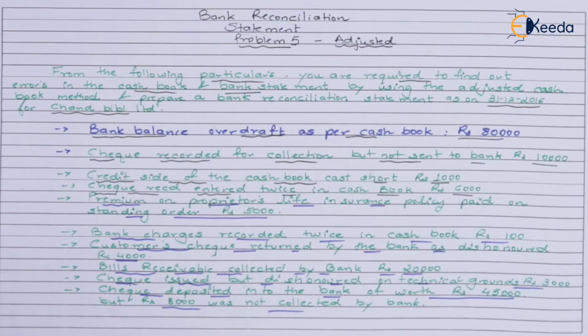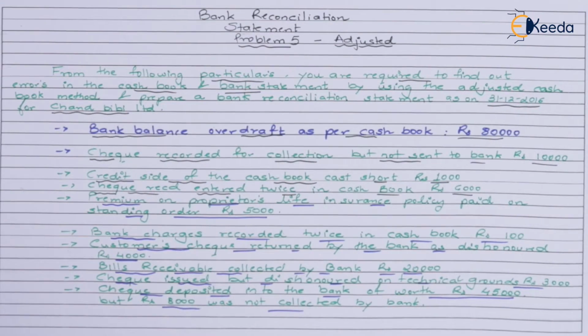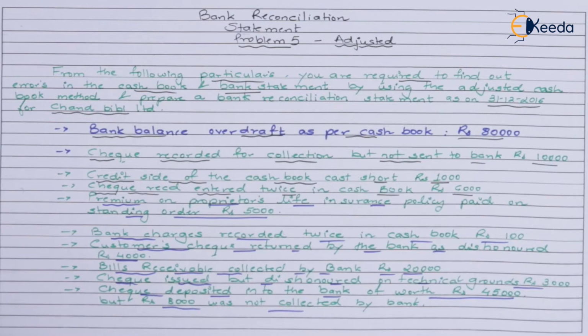That means that much amount was still left. So this can be one of the reasons, that is the timing difference, or the year end difference, because of which this error would have occurred. Now, based on all these transactions that we have listed down here, the next phase is to start with the adjusted cash book.